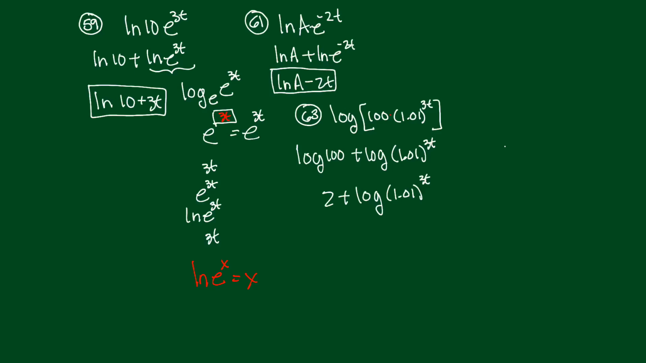Well, now that I look at it, I can probably go one step further, right? I've got the logarithm of something to a power. I can bring that power down in front, so I think I'll go ahead and do that. So it'll be 2 plus 3t times the log of 1.01. That's probably the best I can do with that one.